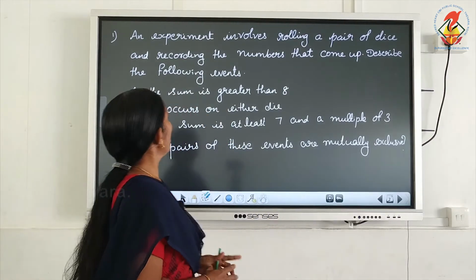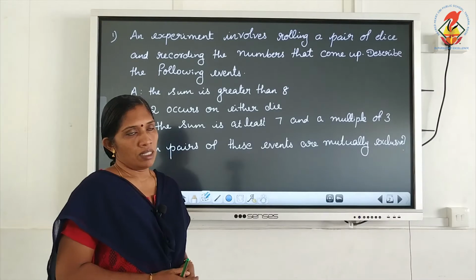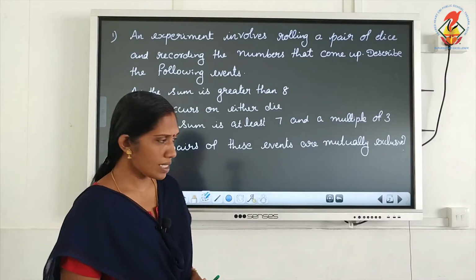Okay. So the first question, an experiment involves rolling a pair of dice and recording the numbers that come up. Describe the following events. A be the event, the sum is greater than 8. B be the event, 2 occurs on either die, and C, the sum is at least 7 and a multiple of 3. Which pairs of these events are mutually exclusive? So for this experiment, what is the experiment? Rolling a pair of dice. So you can write the sample space.